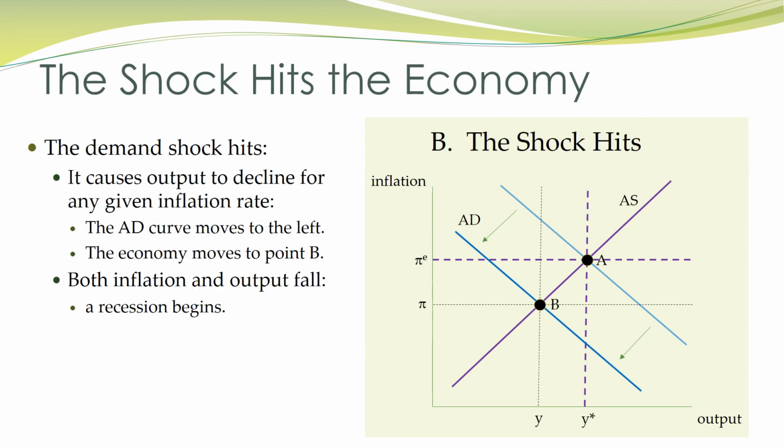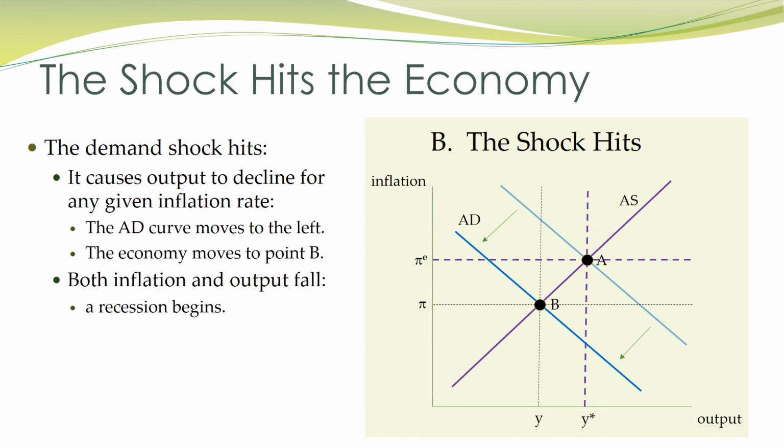Suddenly, the demand shock hits. The shock appears as a leftward and downward shift in the AD curve as shown. This shift means that for any inflation rate, the economy now produces less output. There is no change in potential output Y star, and, at least initially, no change in expected inflation pi e, so the AS curve cannot move for now.